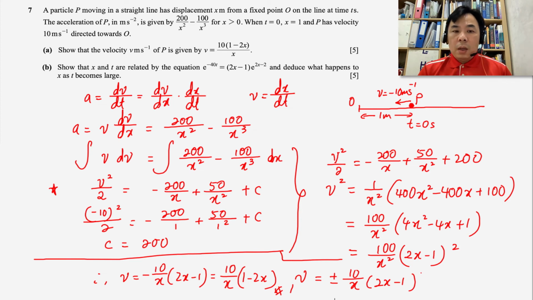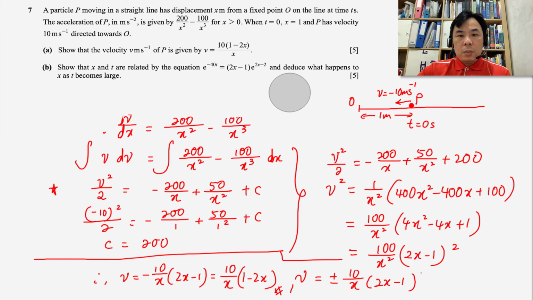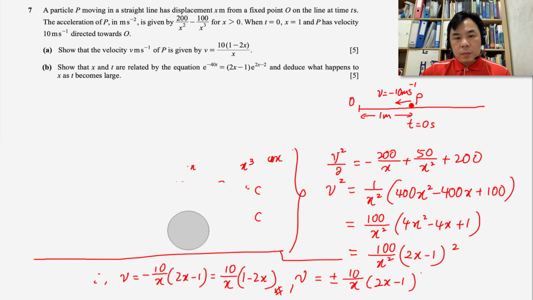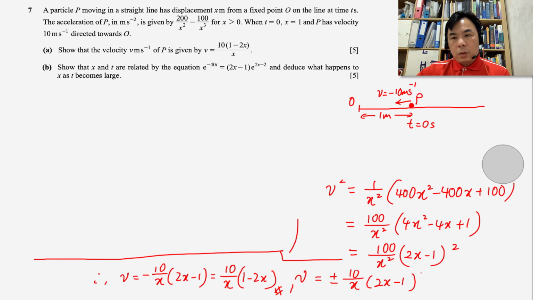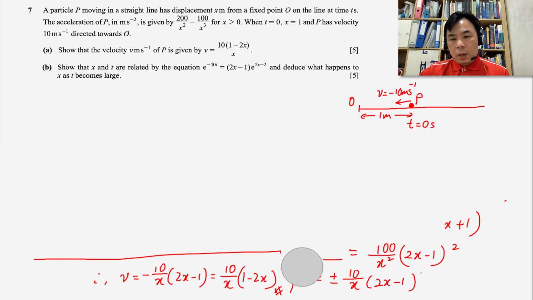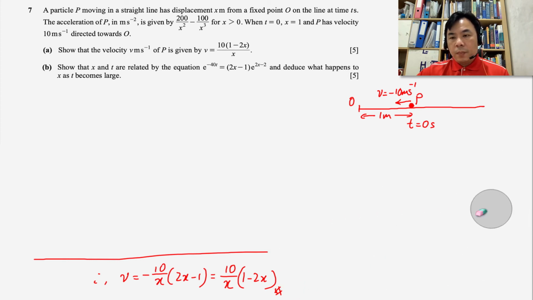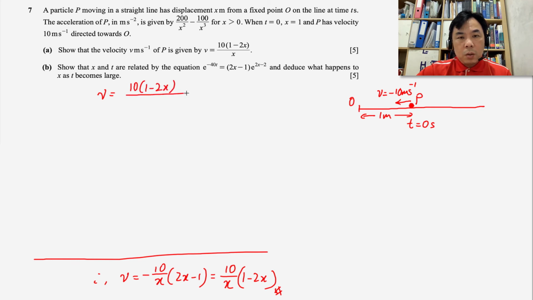Now next, we're going to answer that second part directly from here. I'm going to erase all this section at this point. We don't need this anymore. And then we have obtained the equation that we need, which is v equal to 10 times 1 minus 2x over x here. Okay, it has been proven here, right?